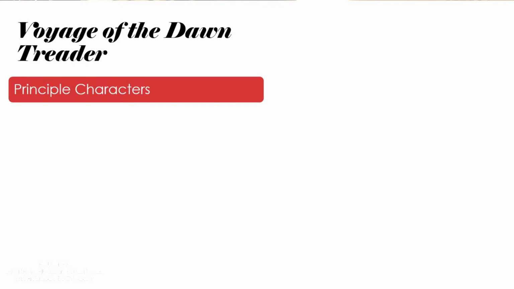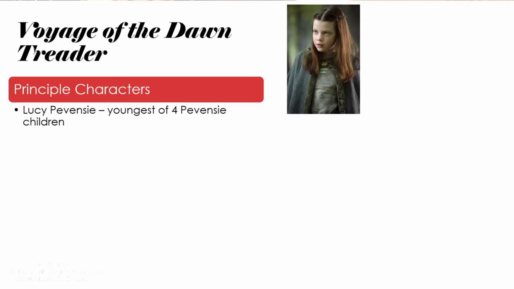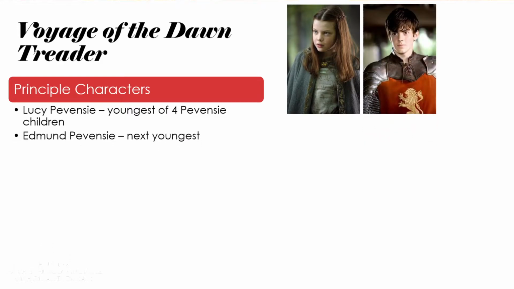All right, Voyage of the Dawn Treader. Let's look at the list of just principal characters. I'll bring up a few photos of some of the characters. I'm using them from the movie version, which, again, I don't recommend. I recommend that you read the actual book. But the principal characters, you've got Lucy Pevensie, who is the youngest of the four Pevensie children. Edmund, her older brother, but the next youngest among the four. Those are the only two of the Pevensie children that are going to return in this book. The others have other things going on in their lives.